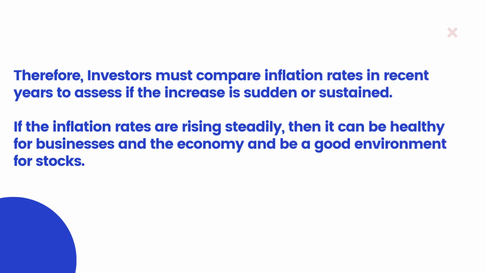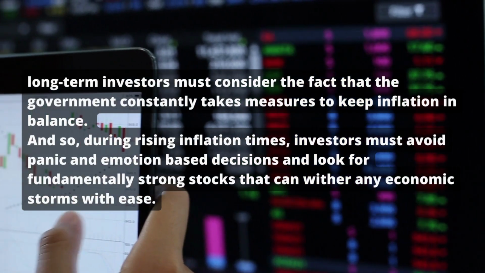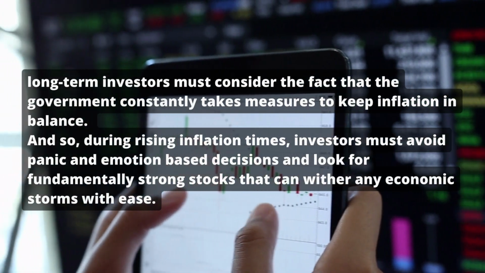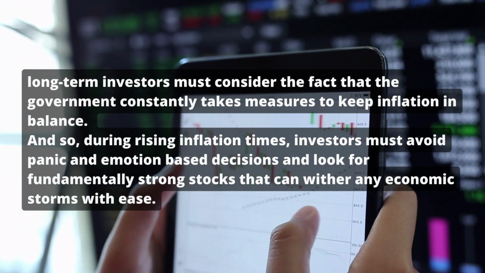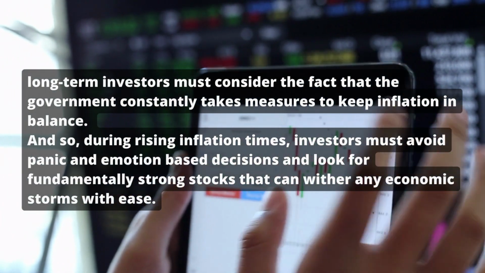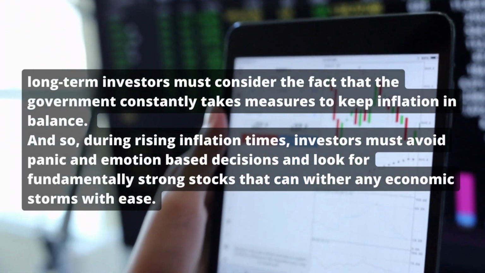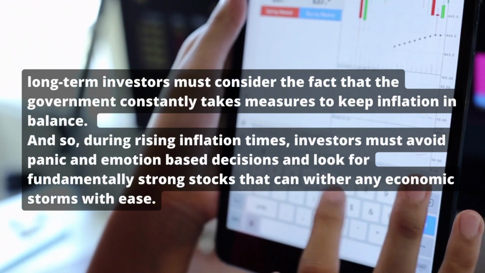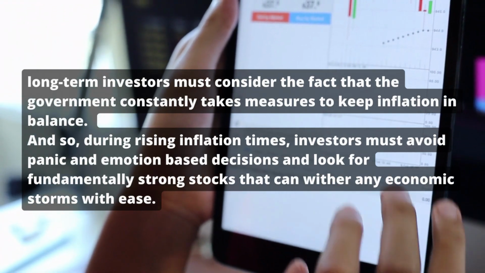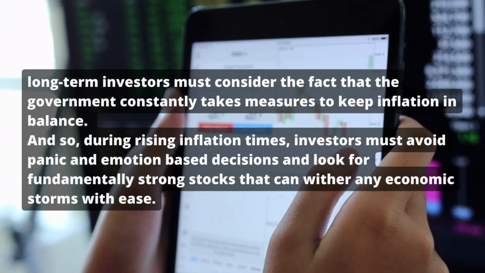Therefore, investors must compare inflation rates in recent years to assess if the increase is sudden or sustained. If the inflation rates are rising steadily, then it can be healthy for businesses and the economy and be a good environment for stocks. Long-term investors must also consider the fact that the government constantly takes measures to keep inflation in balance. And so, during rising inflation times, investors must avoid panic and emotion-based decisions and look for fundamentally strong stocks that can weather any economic storms with ease.